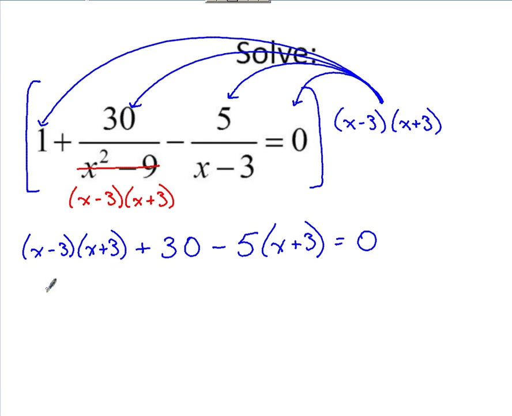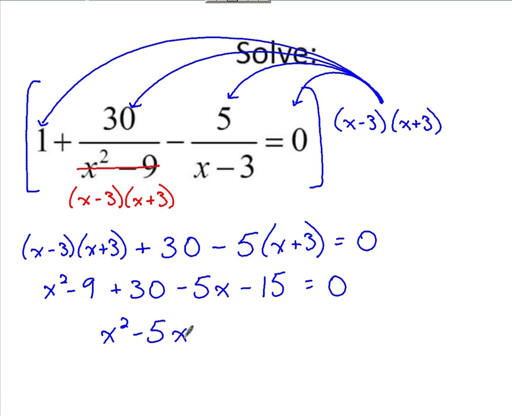FOIL this out. We know that's x squared minus 9 plus 30. Distribute the negative 5 through. That's negative 5x minus 15. Combining like terms, got x squared minus 5x. And then what we got here, plus 6, right? Is that factorable? If so, what factors? Okay, x minus 3, x minus 2.